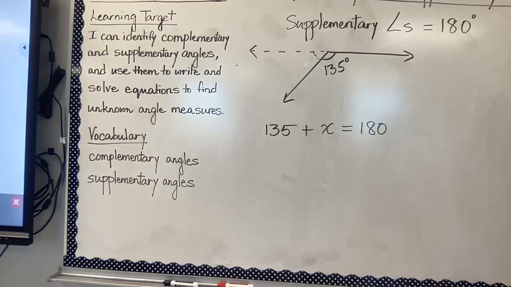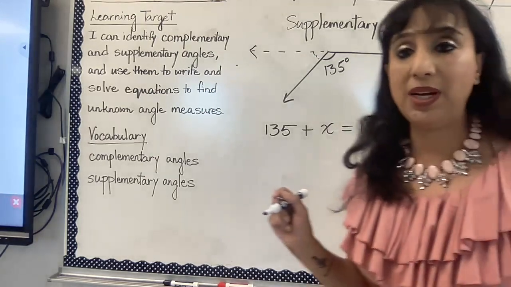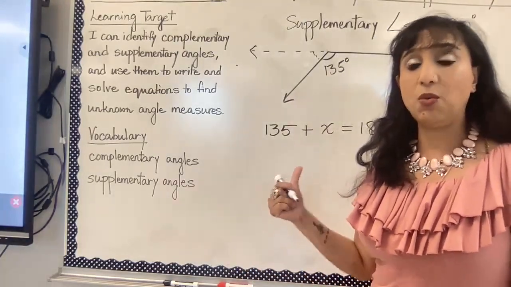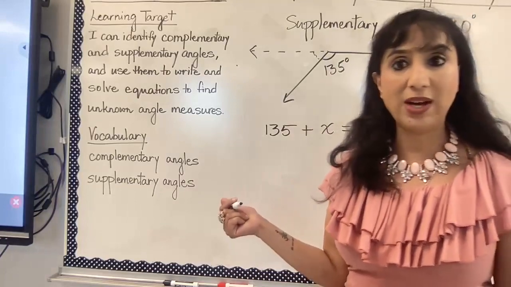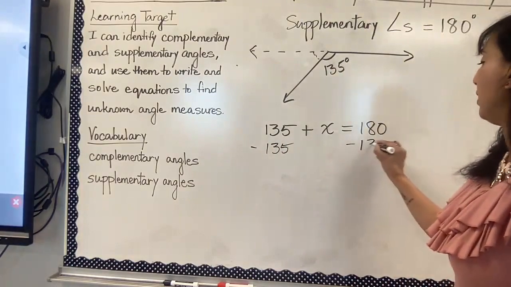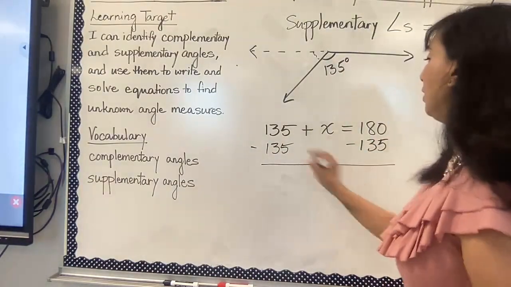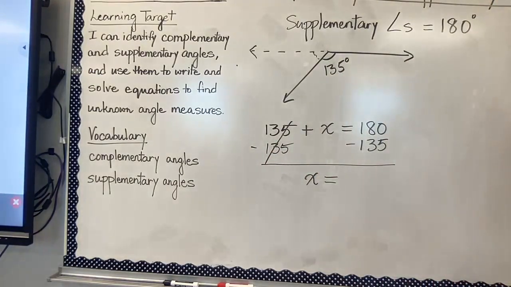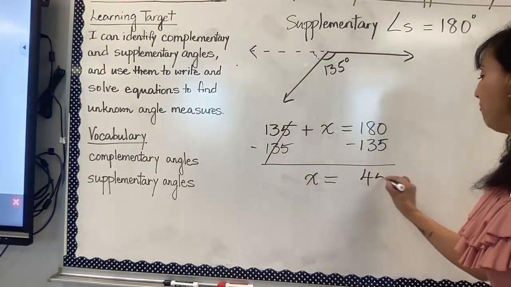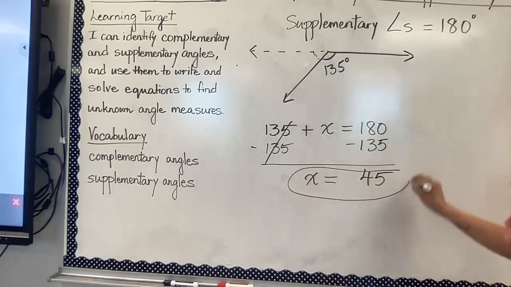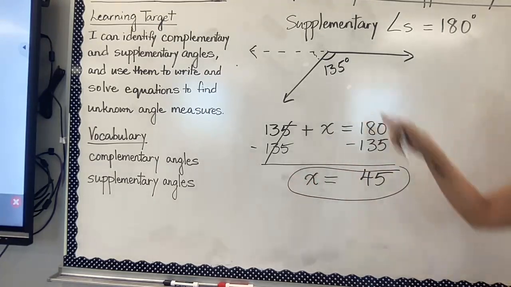I am going to use the subtraction property of equality to subtract 135 from both sides of the equality, because whatever I do on one side of the equation, I've got to do the same thing on the other. So minus 135, same thing here, minus 135. Okay, and x is equal to 180 minus 135, which gives me 45.